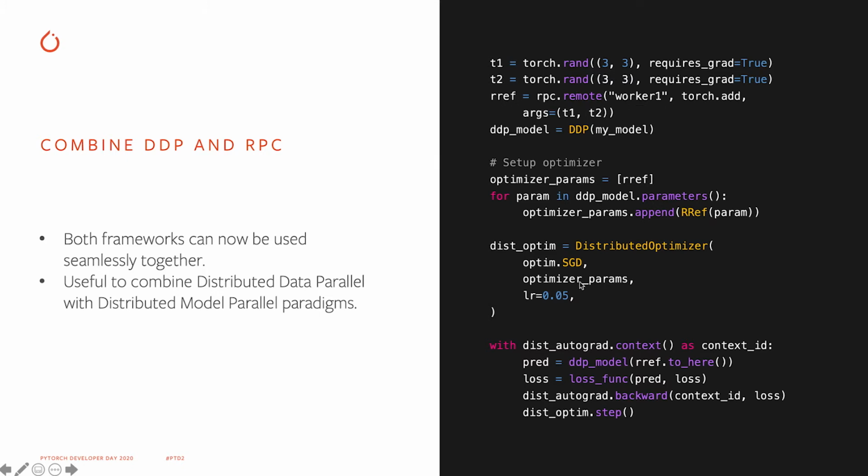Now if you'd like to train this model, you set up your distributed optimizer. In your forward pass, you retrieve the RRef, which is typically retrieved via RPC, and then you feed that into DDP. You compute the loss, and then you run your backward and optimizer step. This will run the backward, aggregate the gradients across all of the replicas, and then it'll also update the remote parameters' gradients, and run the optimizer remotely as well. So as you can see, you can combine both of these frameworks pretty seamlessly.